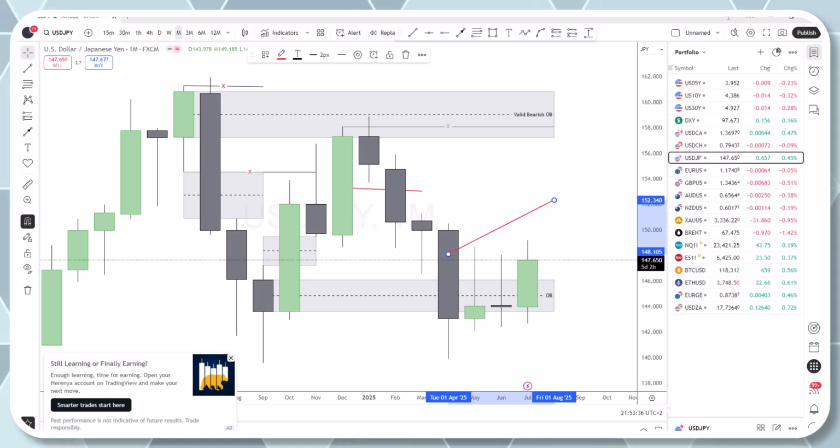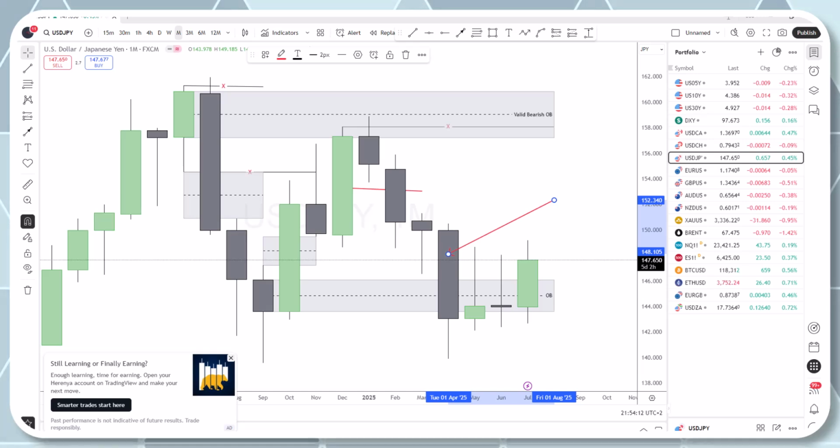Now, with the breaker block, there's a bit of a twist, right? If there's an imbalance near the OB that gets completely filled, I may treat the high or low of the OB as the inducement itself, as the manipulation itself. This works well in markets that are consolidating, where price returns multiple times to the same zone before breaking away for good, right?